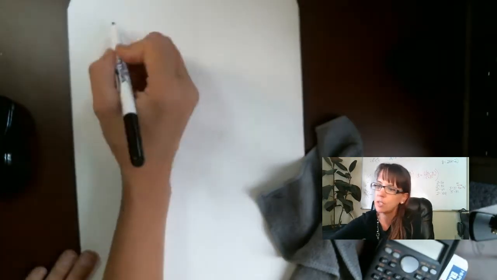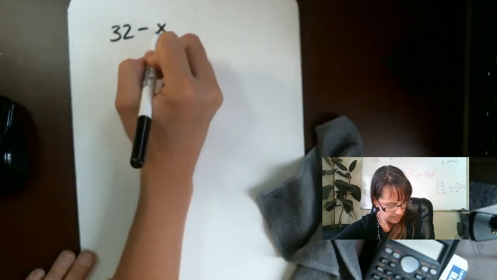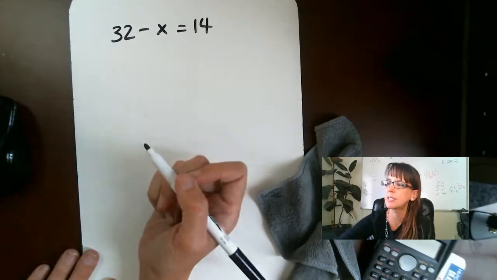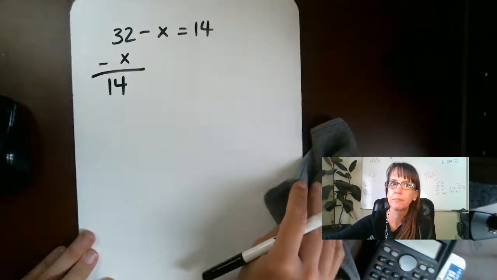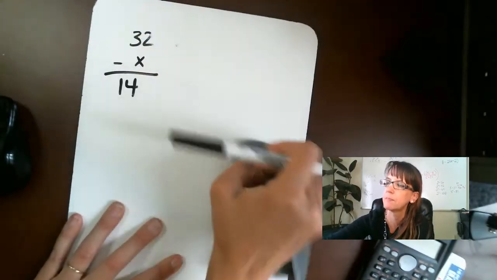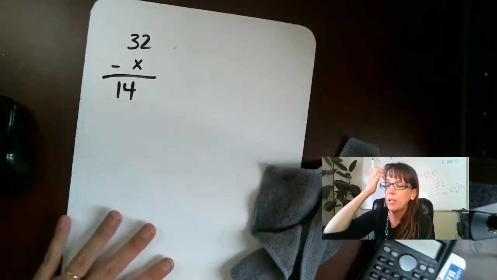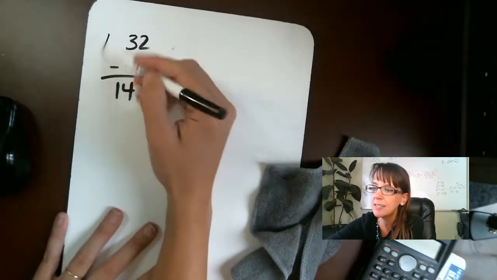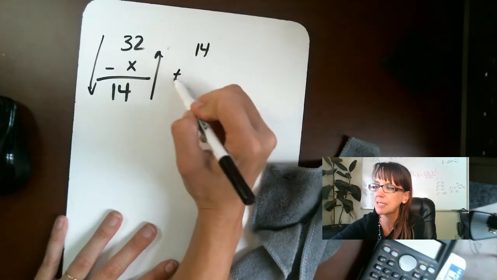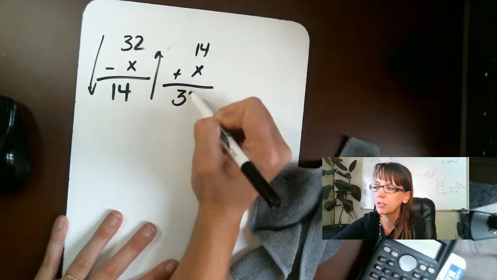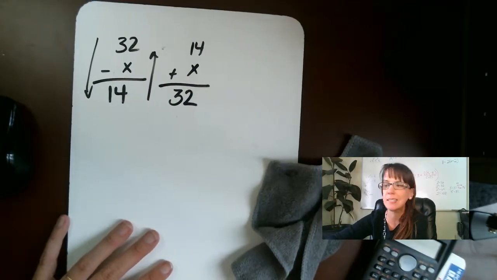Oh, okay. All right, so B is 32 minus X equals 14. So let's try this one. I think it's easier to rewrite it as a vertical problem. So let's do that. All right, so what we know is that if you subtract in this direction, you can add in this direction. And we do that, we get 14 plus X is 32. That doesn't really help us, does it?